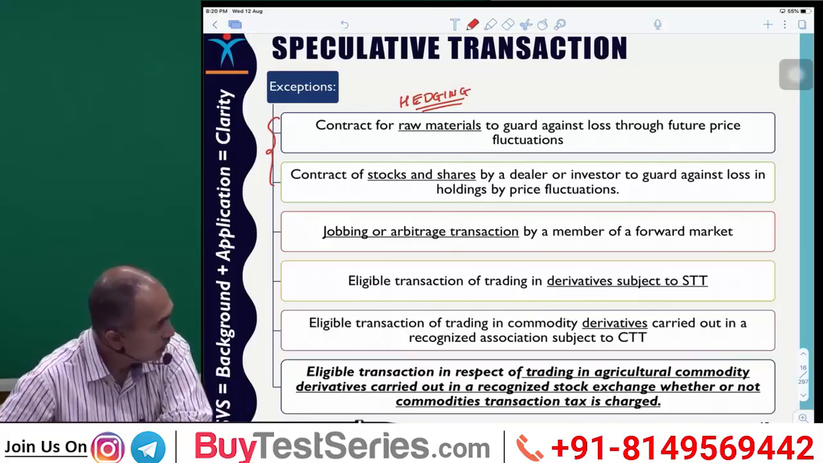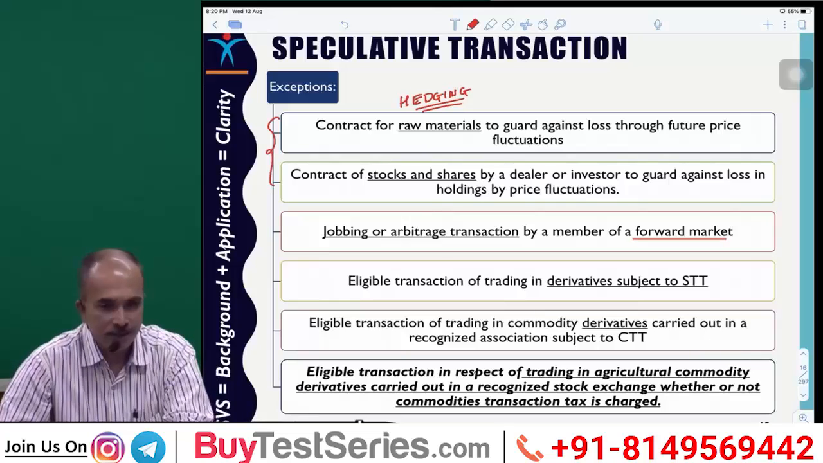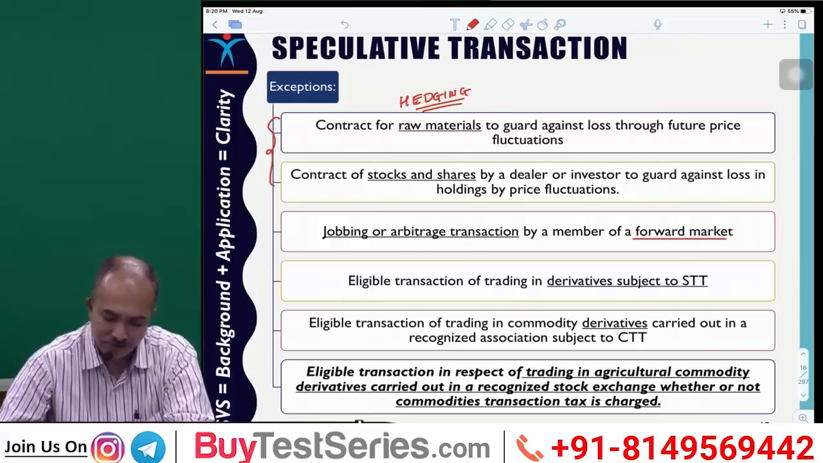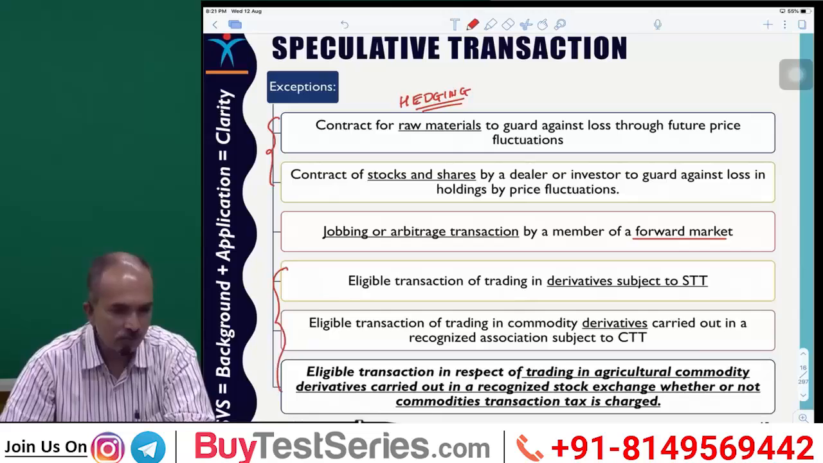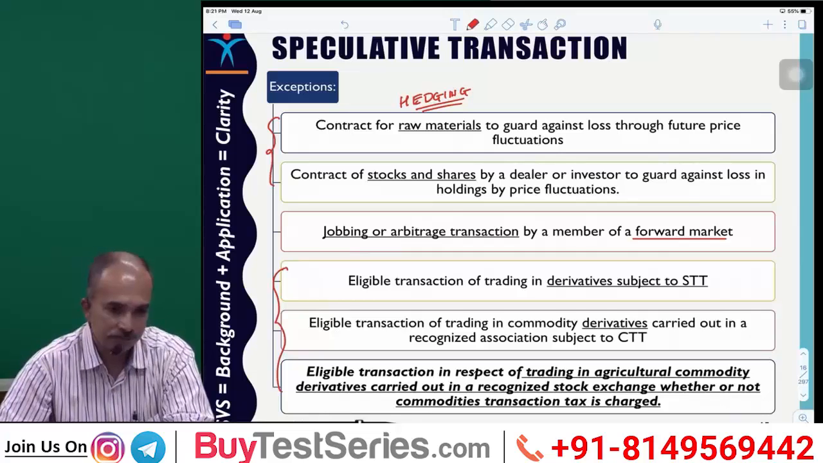Second is jobbing or arbitrage transactions by a member of a forward market. You have these people who are known as jobbers and arbitragers. So that activity is not to be treated as speculation because this is a special business activity itself. The next 3 are interesting because they work somewhat similar. Eligible transaction of trading in derivatives subject to STT. So derivative trading is non-speculative.